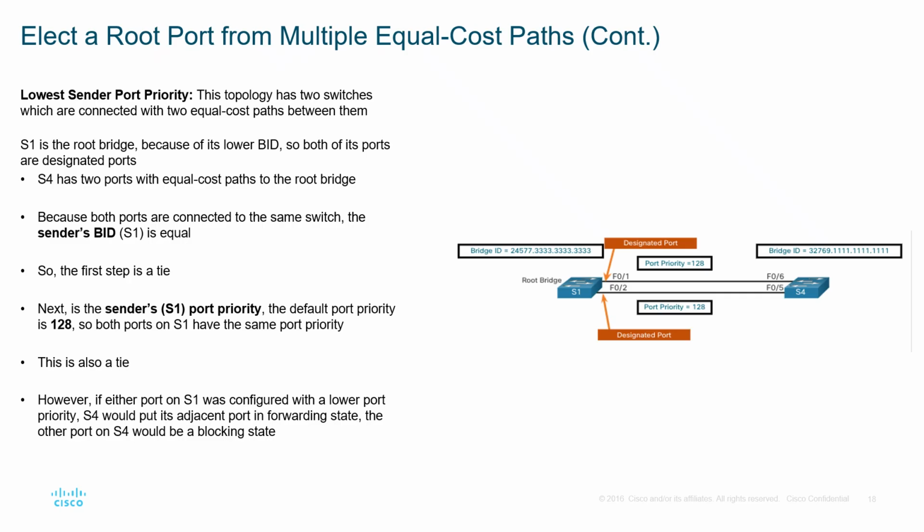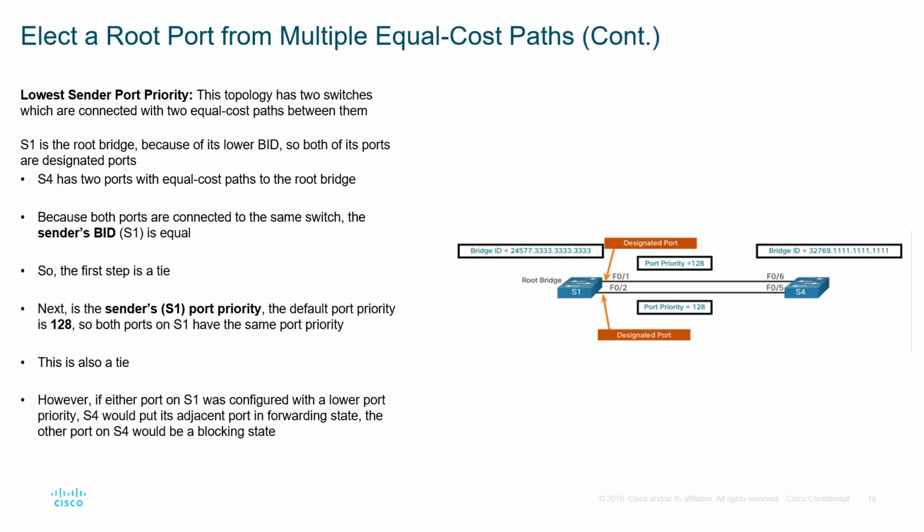So, lowest priority. This topology has 2 switches which are connected with 2 equal cost paths. S1 is the root bridge because of its lower BID, so both of its ports are automatically designated. It's the nature of a root bridge. So the first step is a tie.